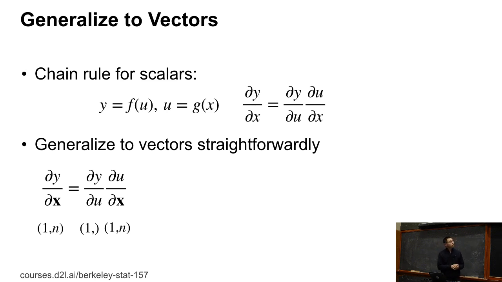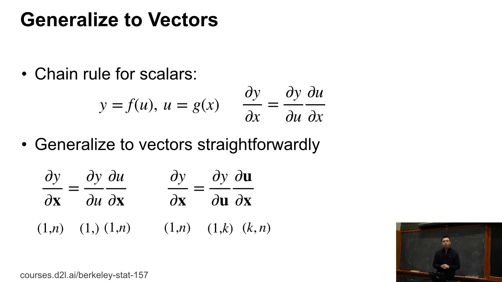For example, if we're going to change x into a vector, we know the result will be a row vector here. If u is a scalar, which is a function of x, then we have partial y over partial u is still a scalar. But here, partial u over partial x, that's a row vector. Scalar times a row vector, we still get a row vector. So the shape matches.